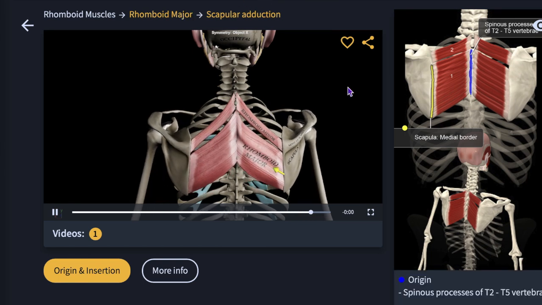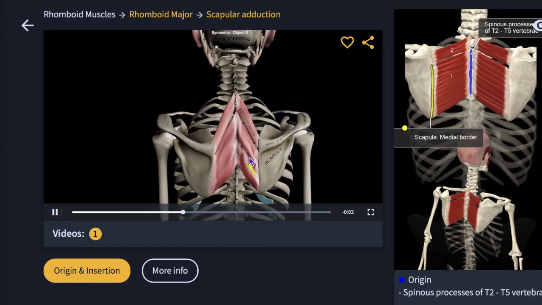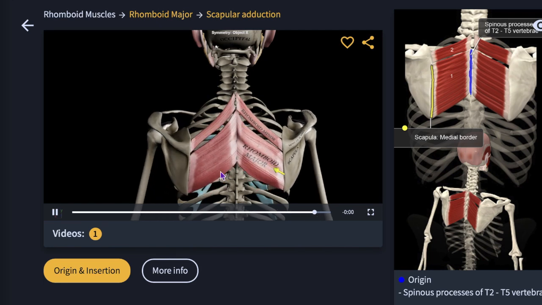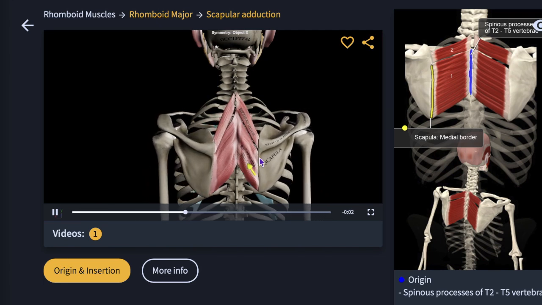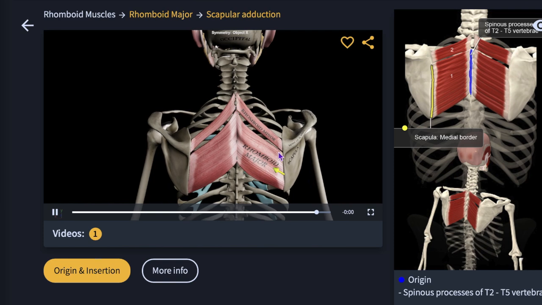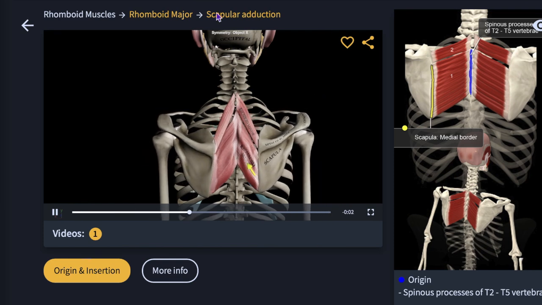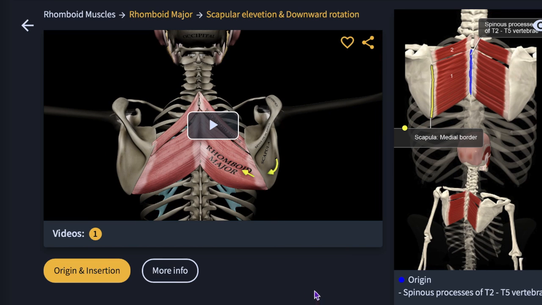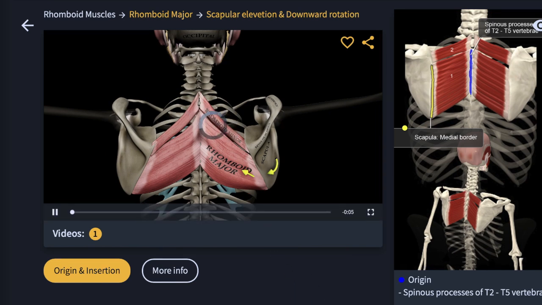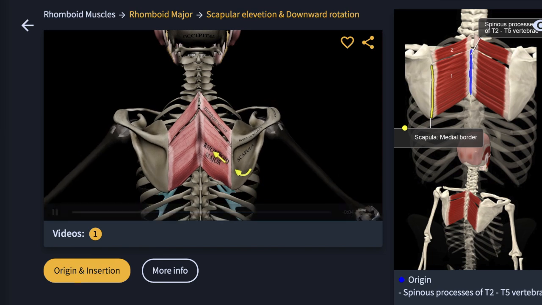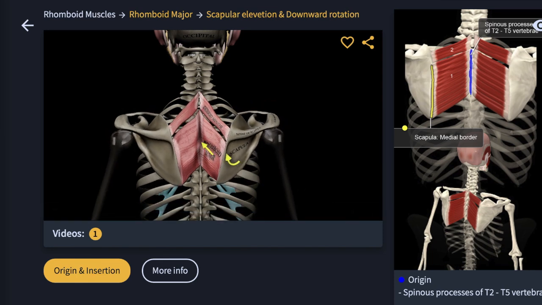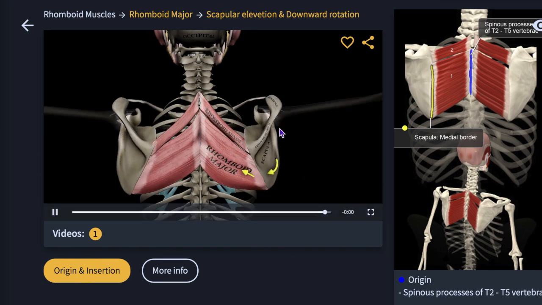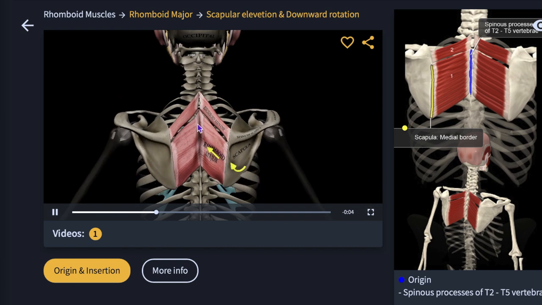All right, there's a major and a minor. So you can see the big one is going to be where the trigger points are, and then there's a smaller one, minor, and then we also have scapular elevation and downward rotation with this muscle. So there's downward rotation and there's elevation.